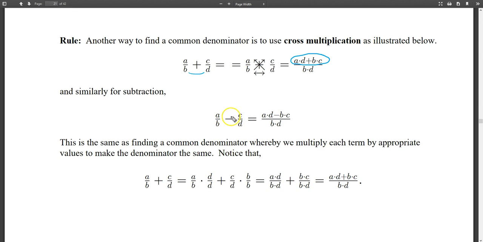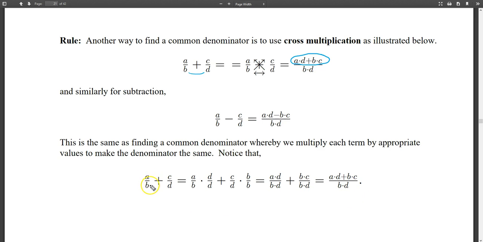And the same thing with subtraction, but you would have a minus here, so you'd have a times d minus b times c over b times d. Now this really is the same as finding a common denominator. It really is exactly the same. Down here is a little proof of why it's exactly the same as finding a common denominator.